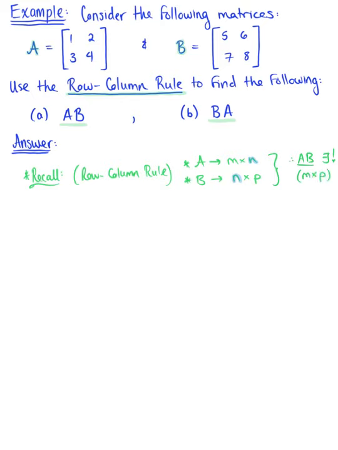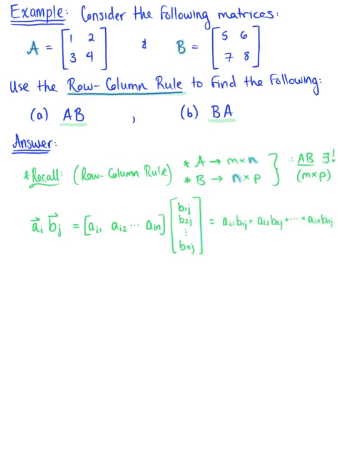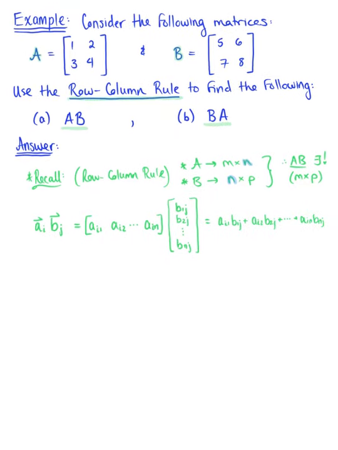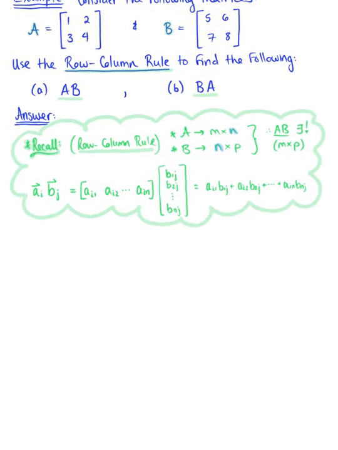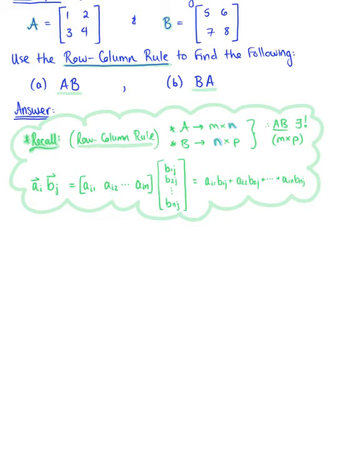So to remind ourselves about the row-column rule, let's consider the ith-jth entry of this product. So we have the ith row of matrix A multiplied by the jth column of matrix B, which is computed by taking the sum of the product of the corresponding components. So here is our row-column rule, and we're going to use this now to find the product of matrix A times matrix B, and then matrix B times matrix A.